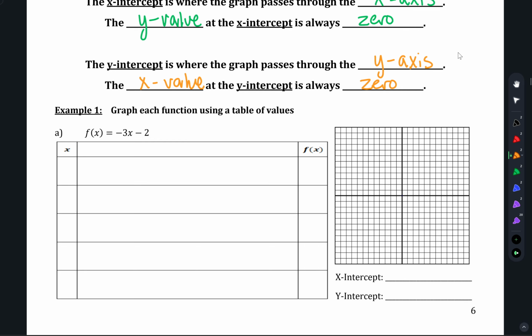Okay, so here's what we're going to do. We are going to be graphing these functions, the same kind of functions that we've seen. This one is f of x equals negative 3x minus 2. When we graph a function, we are always going to need 5 points. And I'm going to write that down in a second.